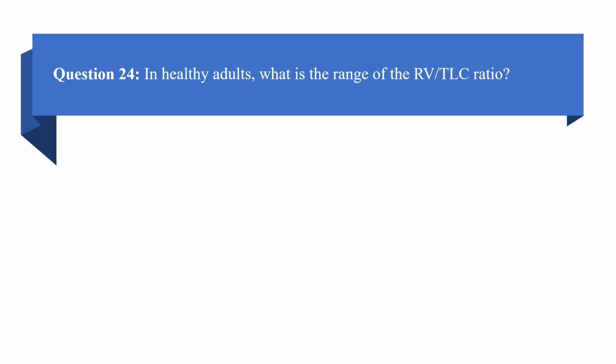So question 24 asks: in healthy adults, what is the range of residual volume, or RV, to total lung capacity, or TLC, ratio? The choices are A, 10 to 25%, B, 20 to 35%, C, 30 to 45%, and D, 50 to 65%. The correct answer is B, as in boy.